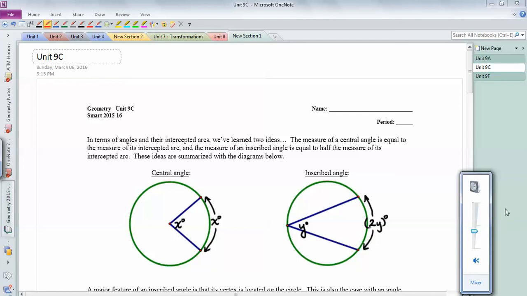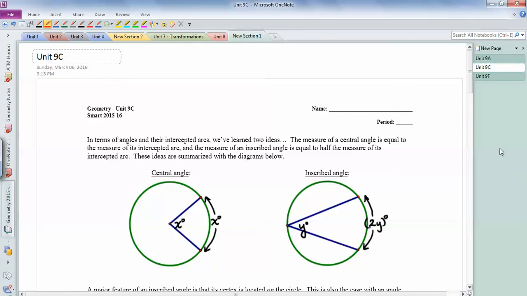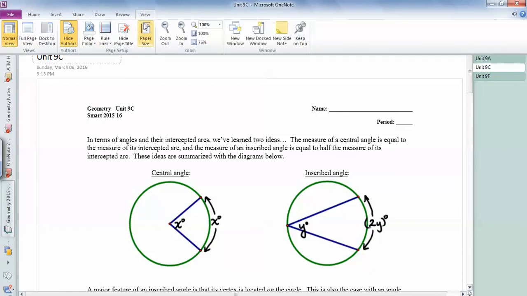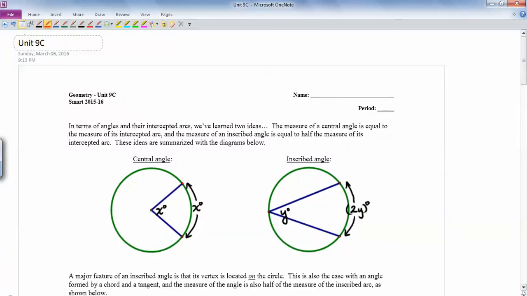Okay, so this video is on the Unit 9C handout, which is going to do some more relationships between angles and the arcs that they intercept. Let me make this screen a little bit bigger.